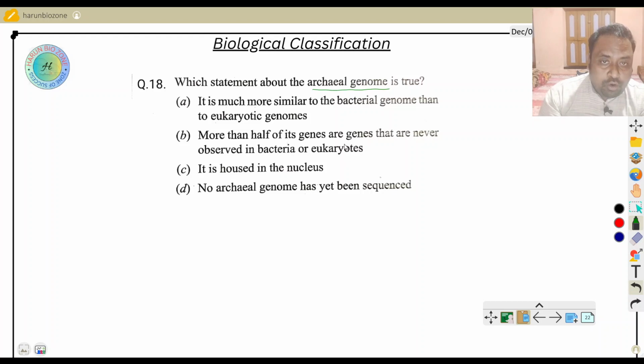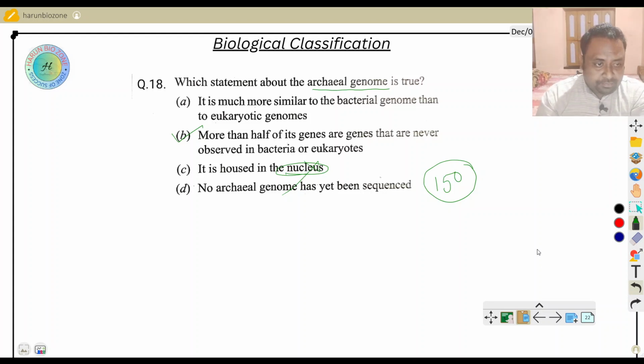It is housed in the nucleus. No, the nucleus is absent. Okay, wrong answer. No, the archaeal genome has 150 archaeal genomes already sequenced. So here the right answer is B: more than half of its genes are genes that are never observed in bacteria and eukarya.